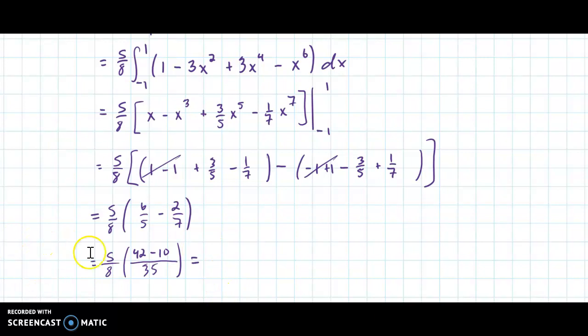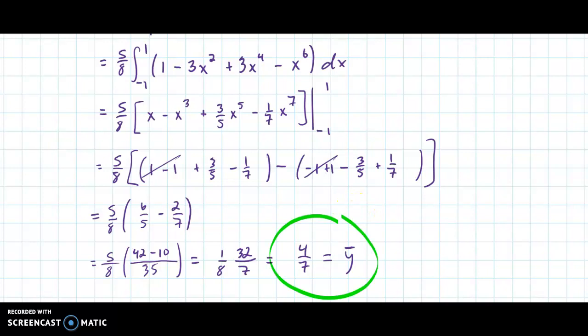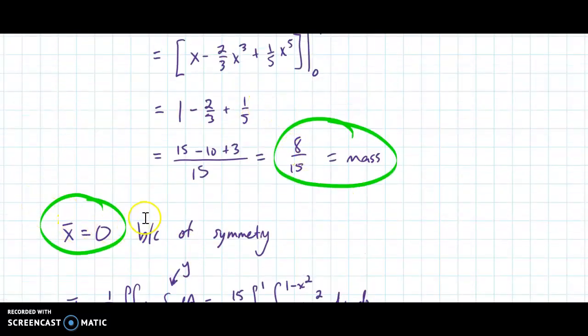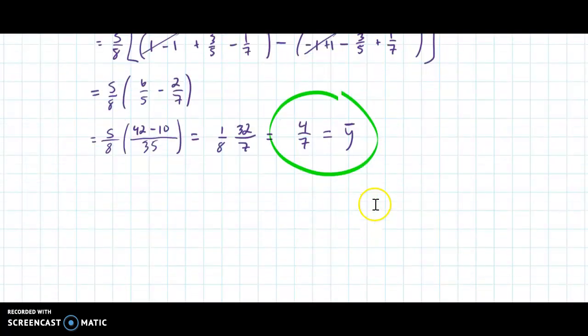So a couple things to cancel here. The 5 goes into the 35 and gives me a 7. So I get 1/8 and then over 7. And then 42 minus 10, that's kind of convenient. That gives me 32. So I can divide the 8 into the 32 and I get 4 over 7. And that is my y bar. So we'll circle that. And, I've got my mass here, my x bar is here, my y bar is here.